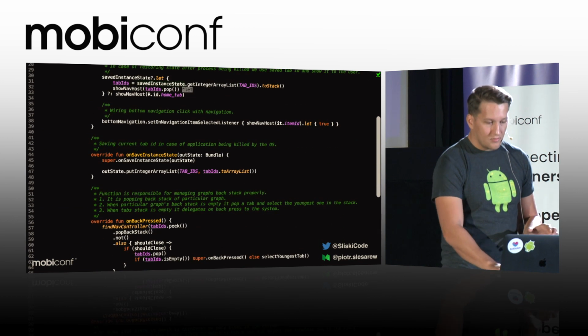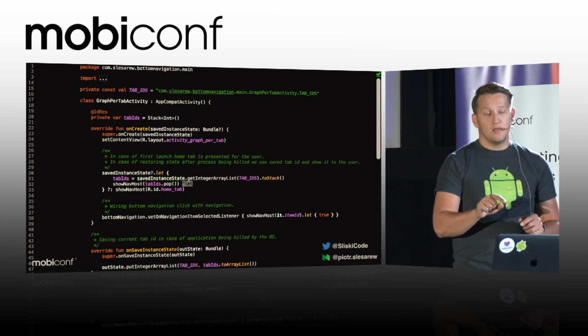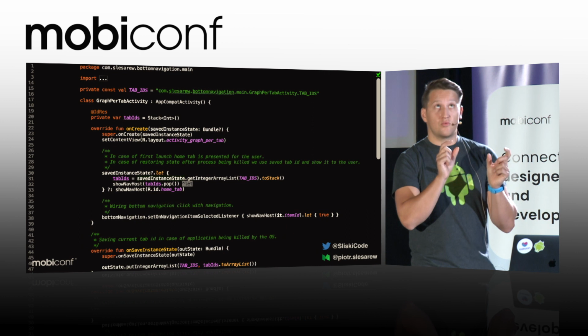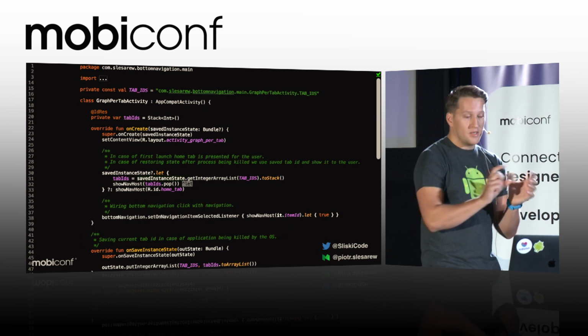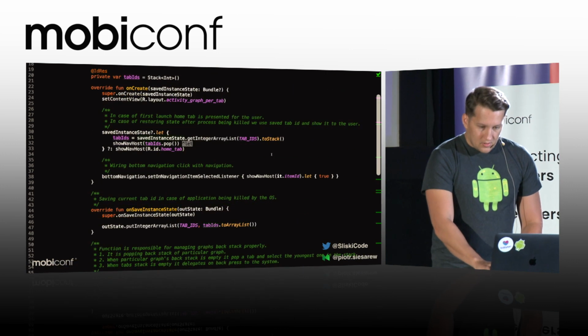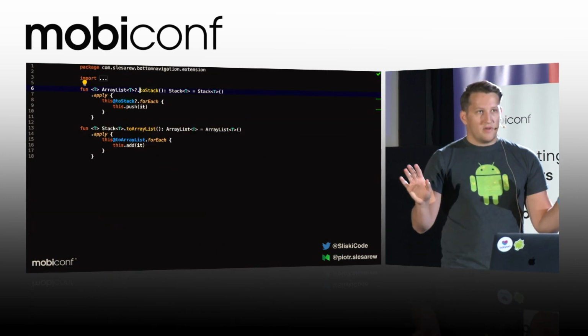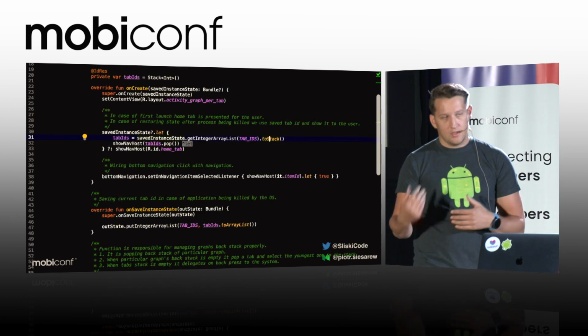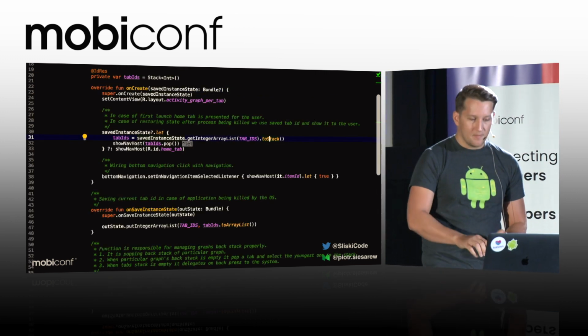So I didn't have to change anything except this file, and I coded a little bit of extension functions to transform array list to stack. So just 2 extension functions. That's it, to transform when I want to save state.